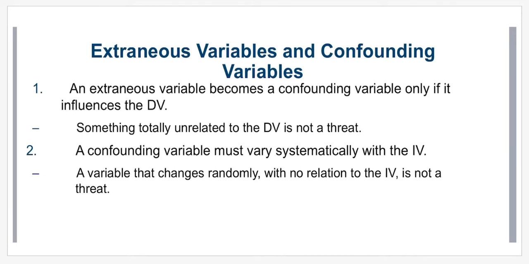The other thing that a confounding variable has to be is it has to vary systematically with the independent variable. So if it's completely random, like the shoes people are wearing, and has no relationship to the independent variable whatsoever, it is also not a threat. It is not a confounding variable. It's just extraneous. So you can use common sense here.